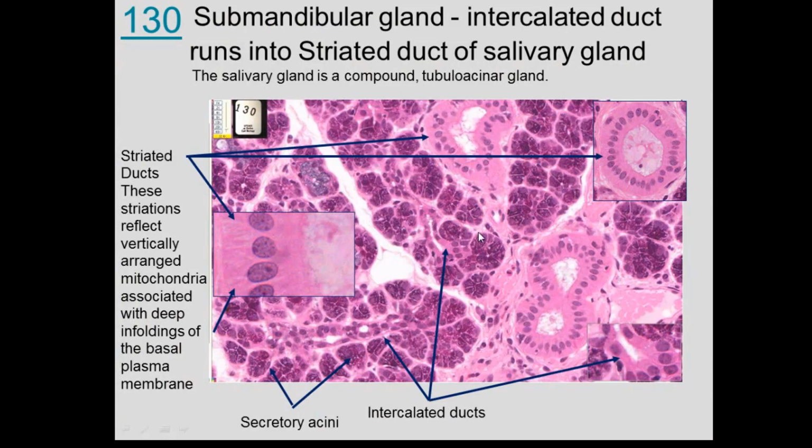And here we can see the salivary glands. This is a secretory portion, and you see the intercalated duct, kind of cuboidal cells lining through there. You can see it goes from the intercalated duct. The intercalated duct goes to the striated duct.